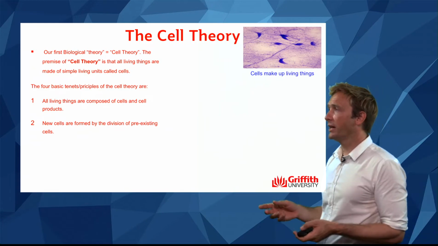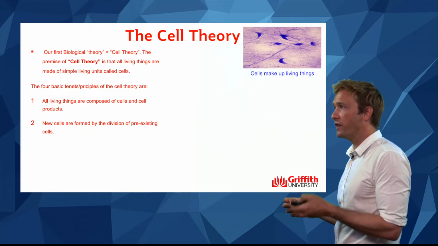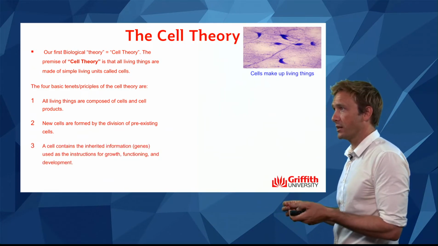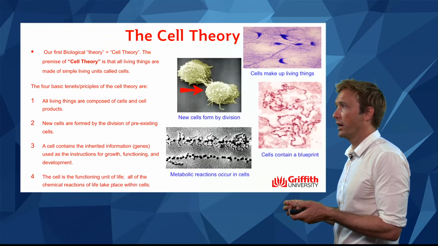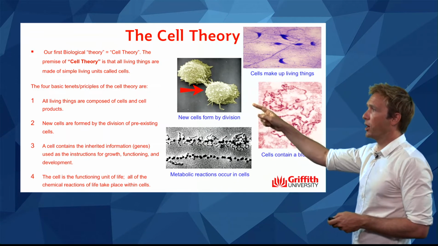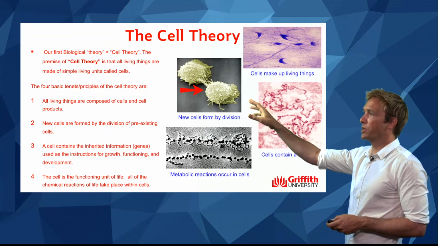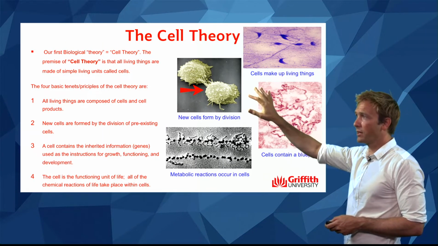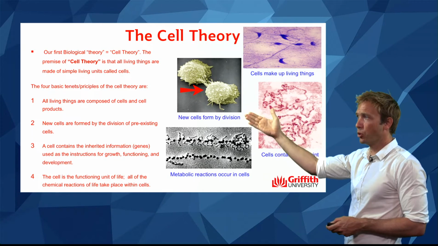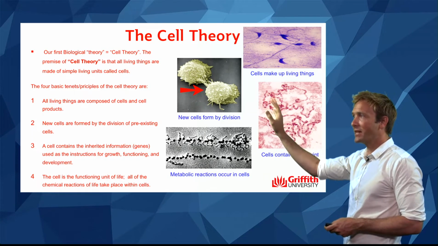The second one is that new cells are formed by the division of pre-existing cells, and that's really important as well. So you can see the diagram just here. This is 2 cells dividing, and you can see they've separated. These are what's referred to as daughter cells, and they should be identical to each other.